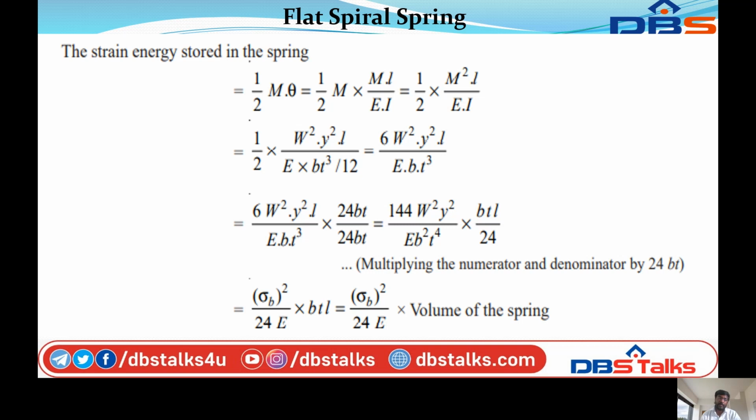So finally the strain energy stored in the spring is equal to sigma B whole square by 24 E into BTL, that is equal to sigma B whole square by 24 E into the volume of the spring, since the volume of the spring is equal to BTL.